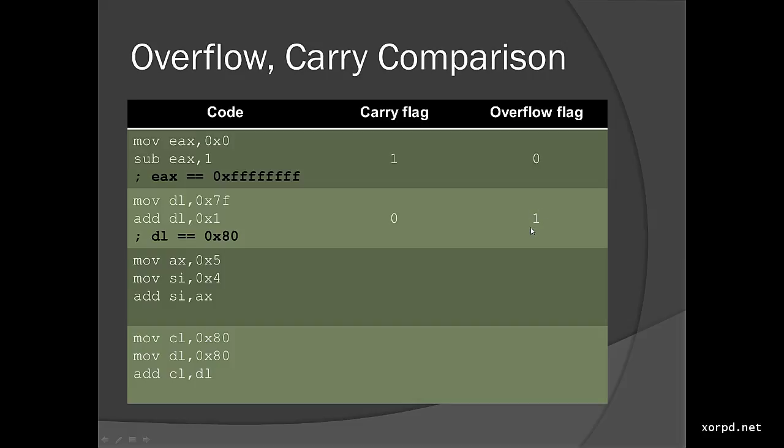Let's look at the next example. Here we store the value 5 inside AX, the value 4 inside SI, and we add those two numbers. Take a moment to try to predict the values of the flags after the execution of this code.